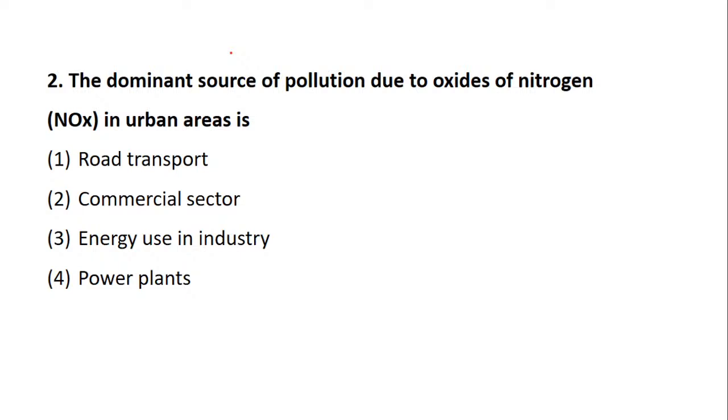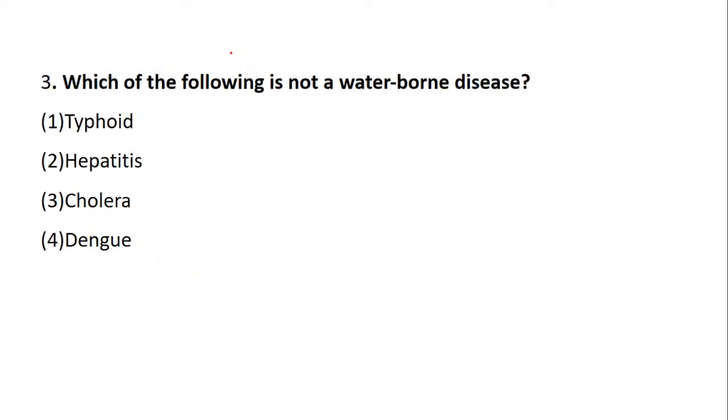Question number 2, everyone has started. Yes, the dominant source of pollution due to oxides of nitrogen in urban areas is very good. Yes, it is transport, that is road transport. It is road transport, not commercial, not energy, not power plants. Okay, fine. Good. Now, on this also you get questions.